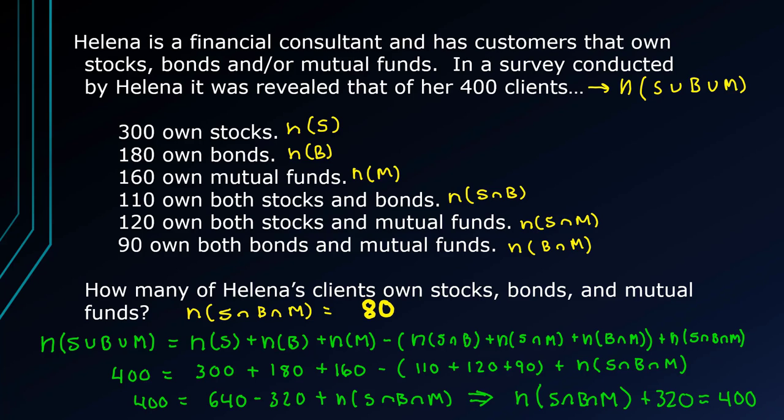So there is a formula that'll let you come up with this type of situation if you need to figure out the number that's in all three sets at the same time. But you have to make sure you have all this other information to actually do it.